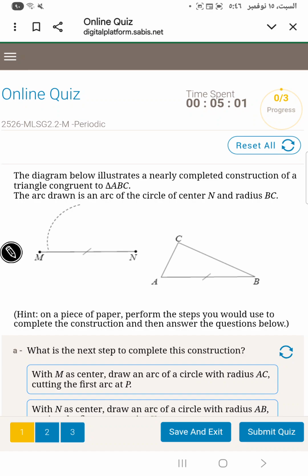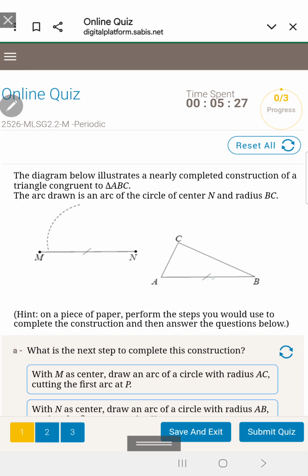In this video I'm going to solve section 2.2 from the course practice for grade 9 and 10. So let's see. The diagram below illustrates a nearly completed construction of a triangle congruent to triangle ABC. The arc drawn is an arc of the circle center N, radius BC. So what you have to understand initially is that you are given that side AB is equal to side MN.